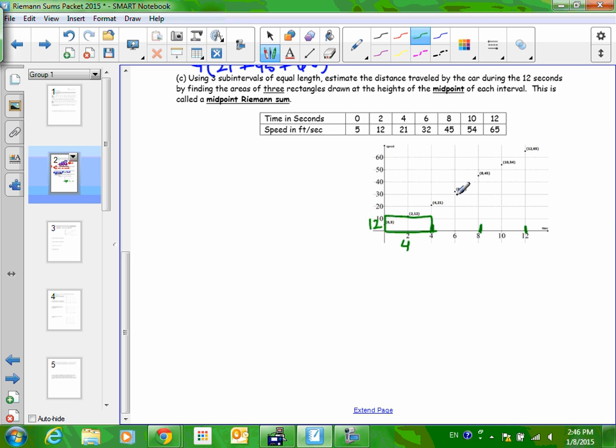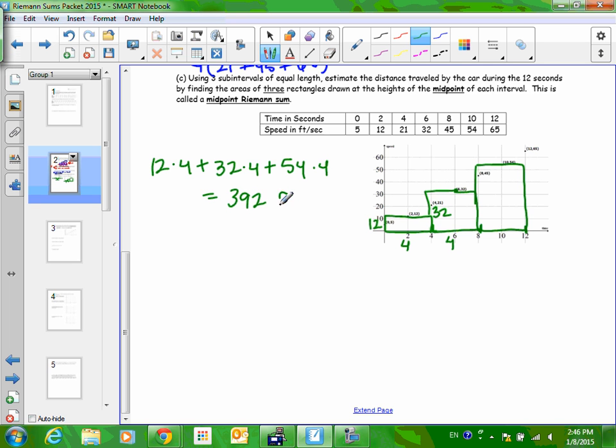All right, the next rectangle, we have 3 points to choose from. Choose the middle point. So that would be 32. This is where we use the 32. So I got 12 times 4 plus 32 times 4. And then what would be the last one? 54. And so for this, we get 392 feet.